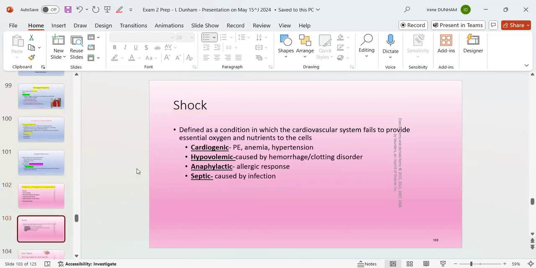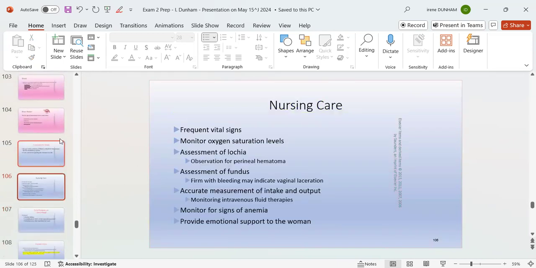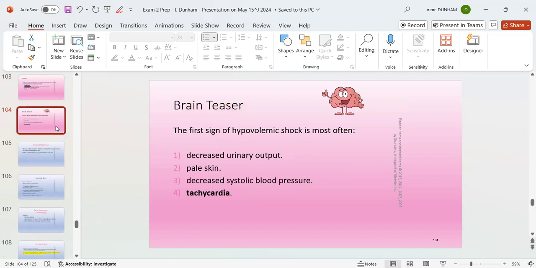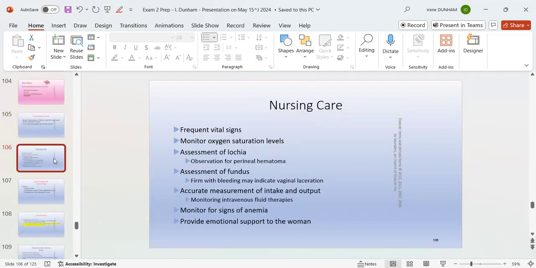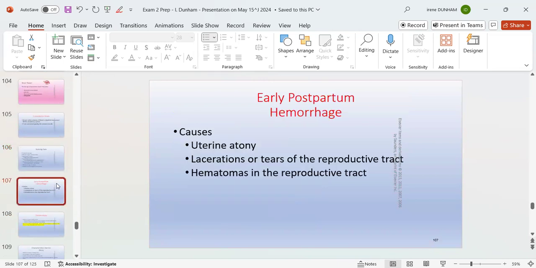All righty. We talked about shock. We talked about the first sign of shock is most often tachycardia. We talked about that already. I think we did a lot of this already. We can talk about early postpartum hemorrhage.